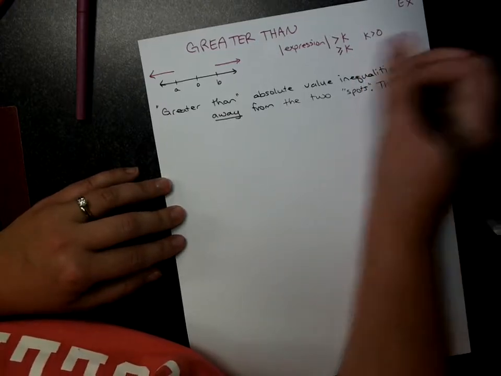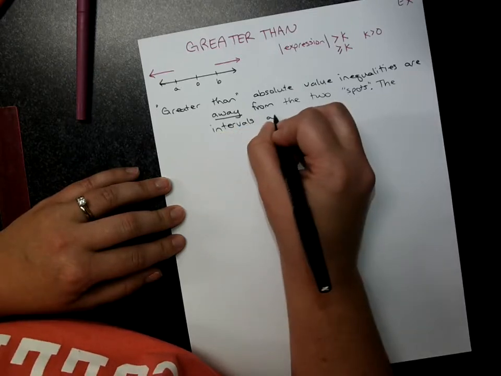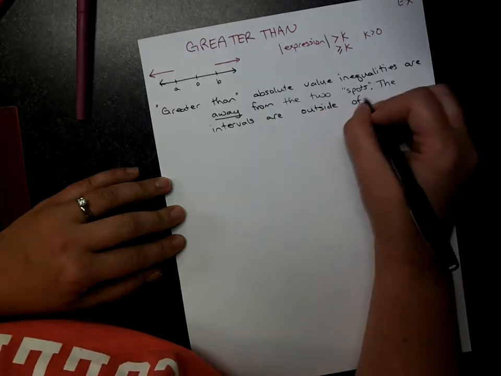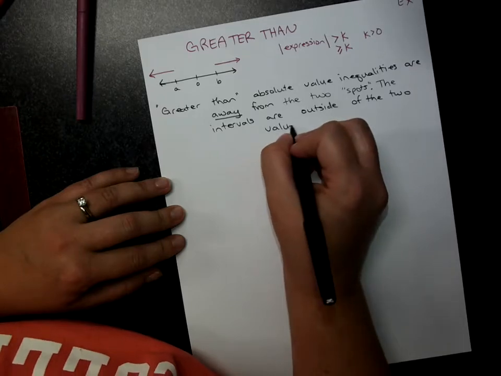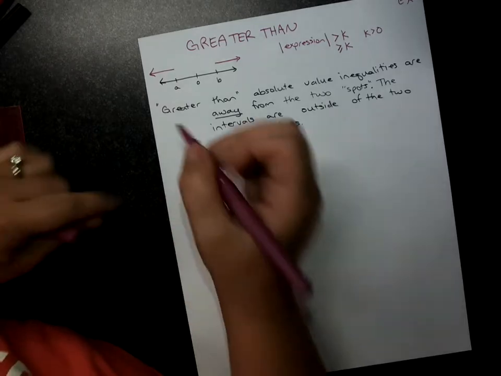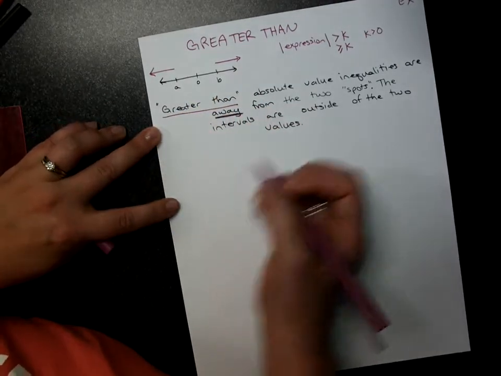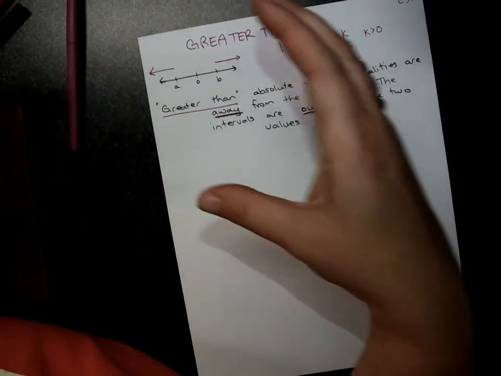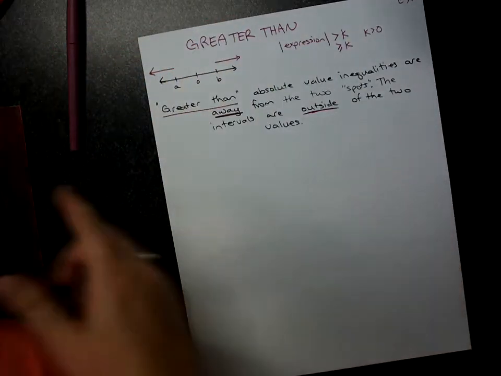The intervals are outside of the two values. So think of greater than as you're trying to get away from something. You're trying to get away from those two spots. It is outside of those two values. So instead of being close to, like less than, you're greater than, you're away from those two spots.